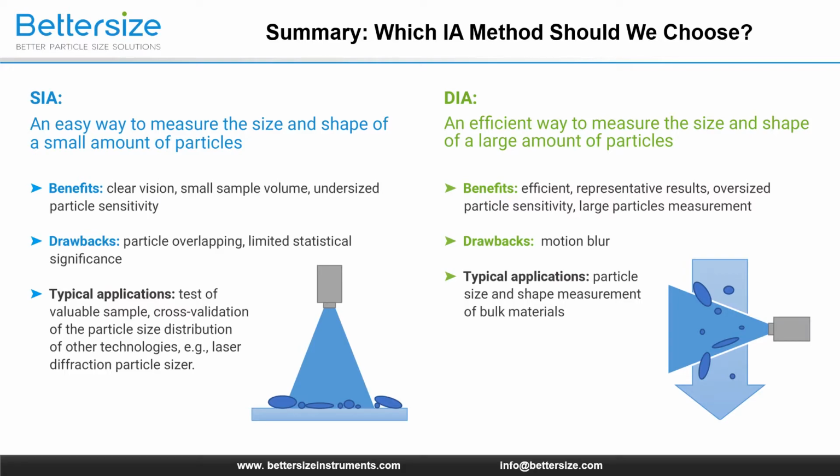The DIA test is more efficient and measures tens of thousands of particles in the test. The large particle numbers help the DIA produce more reliable statistics and more reproducible measurements. With its efficiency and reliability, the DIA method is widely used in particle size and shape measurement of bulk materials, such as ores, cereals, and plastics.